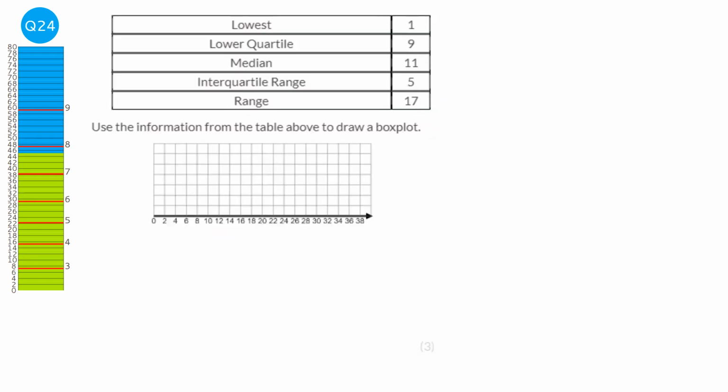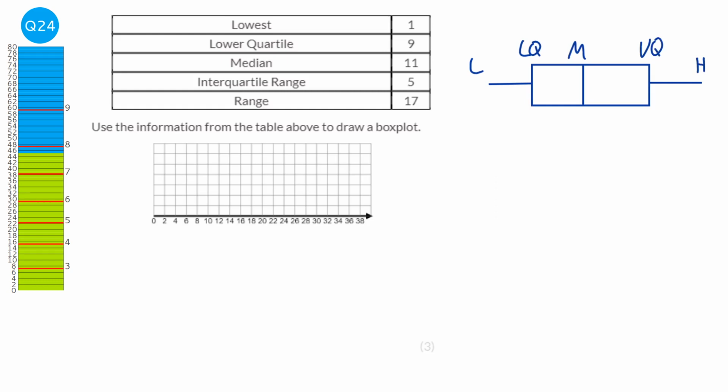A box plot starts with the lowest value, then it goes to the lower quartile. So we have the lowest value, then the lower quartile, and then we have the median, then the upper quartile, and then the highest value. So lowest value is at 1 on this one. And normally we just put a little kind of line at the end here. So we're going to put a line at 1. And I'm just going to put that line there. Ooh, a little bit further to the right. There we go. And our lower quartile is 9, which is kind of where the box starts.